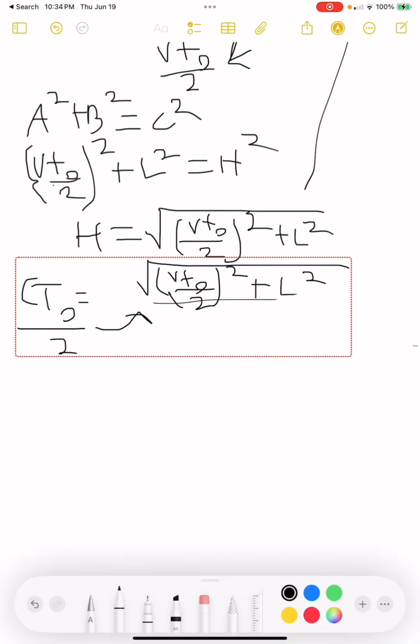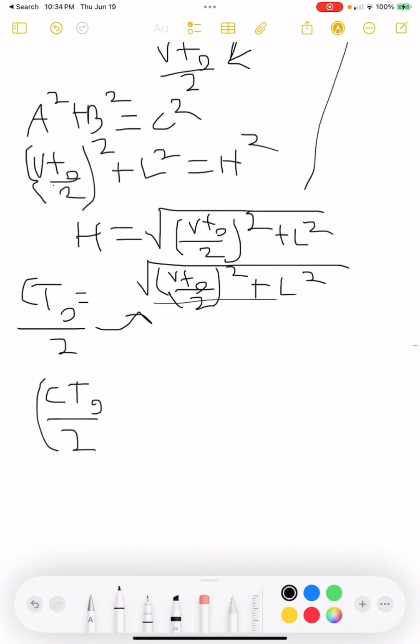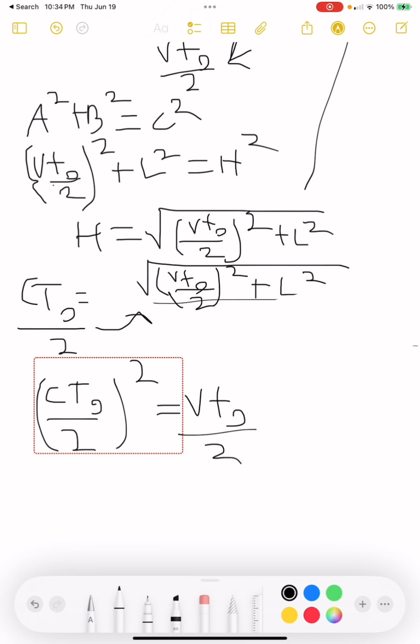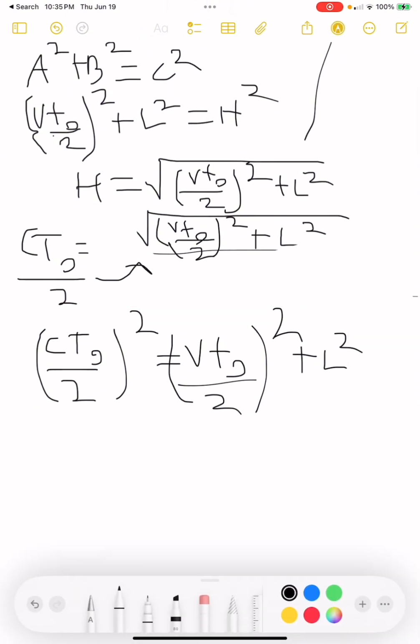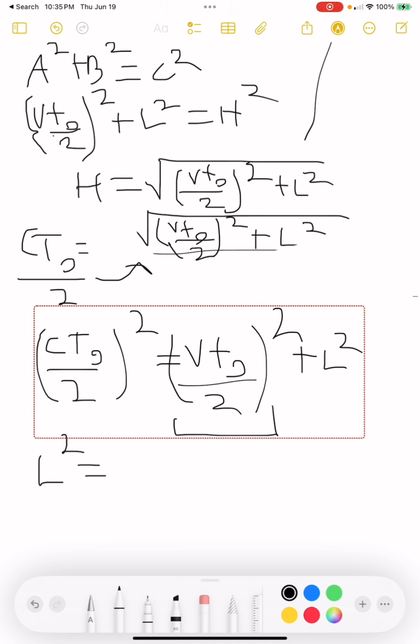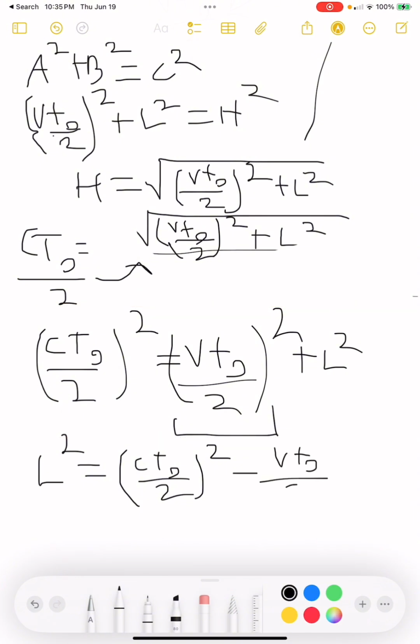Now, we can square both sides to get that (c t of 0 over 2) squared is (v t of 0 over 2) squared plus L squared. Alright, now we can subtract this term on both sides to get that L squared is equal to (c t of 0 over 2) squared minus (v t of 0 over 2) squared.